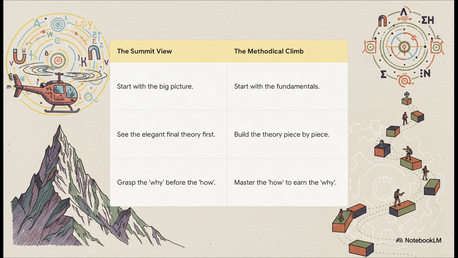The first one we can call the summit view. Think of it like taking a helicopter straight to the peak. You get to see the grand unified theory immediately in all its glory. The other path is the methodical climb, where you start at the very bottom and you build your understanding piece by piece, step by step. The cool thing is, both paths lead to the exact same breathtaking destination.